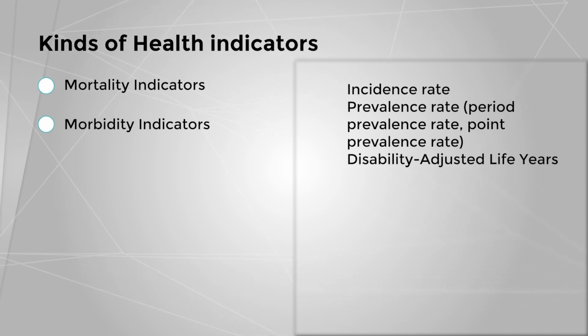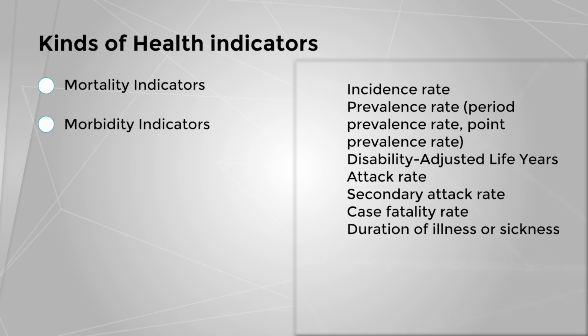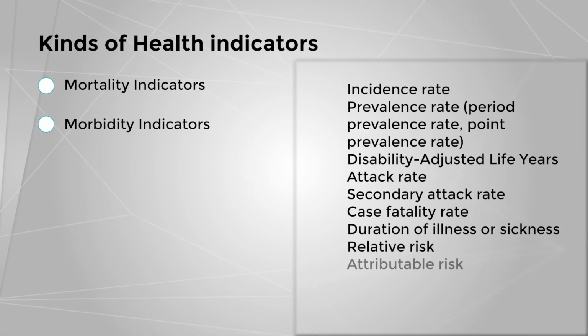Very important category in this is disability adjusted life years, or DALYs. This is a measure of overall disease burden expressed as number of years lost due to ill health, disability or early death. If a population loses 5,000 years of healthy life due to disease and disability in a year, the DALY will be 5,000. Other common morbidity indicators are attack rate, secondary attack rate, case fatality rate, duration of illness and sickness, relative risk, attributable risk and odds ratio.